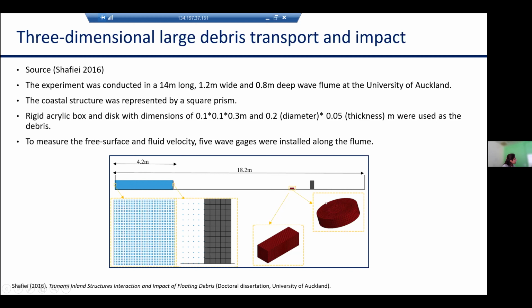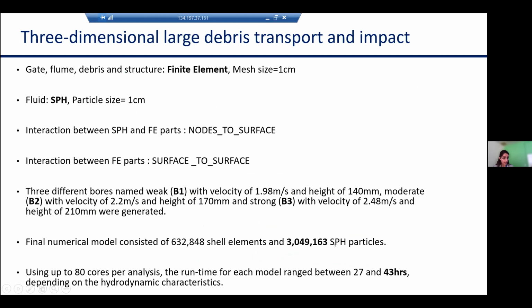And these are the details of our numerical model. You can see here the water particles. Here is the column, which is representative of the structure. And here are the two types of debris. We applied the same numerical settings to this model. The final model has about 3 million SPH particles, and the runtime increased to up to 43 hours.